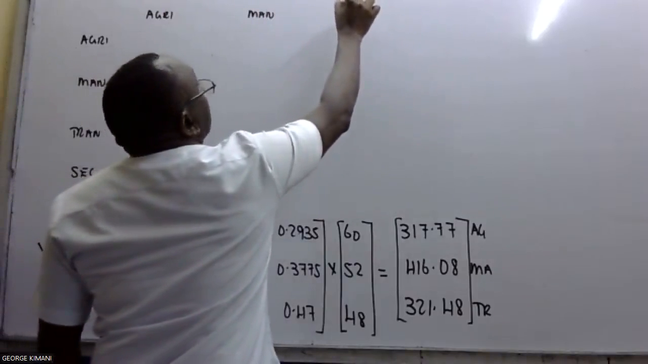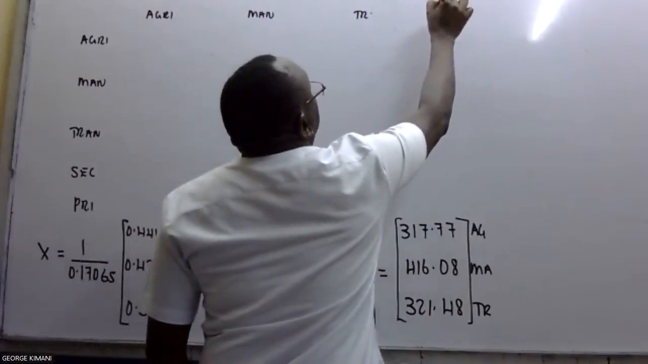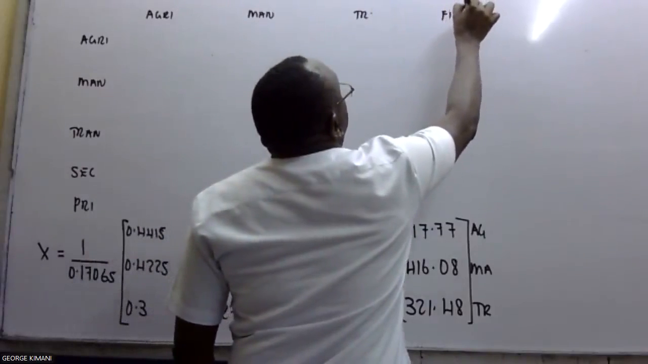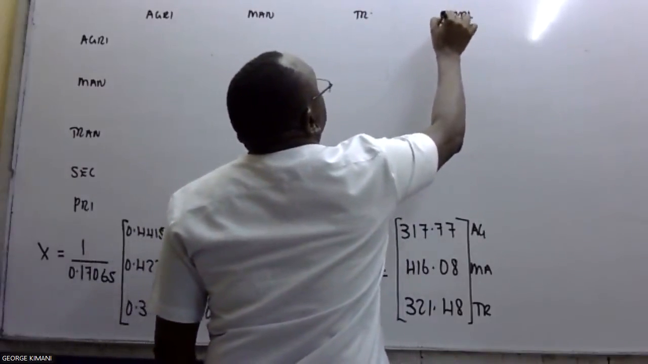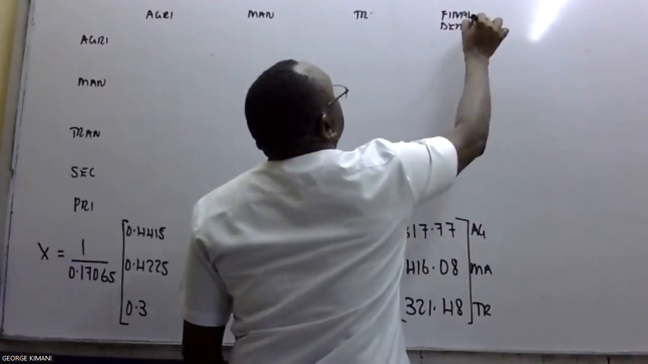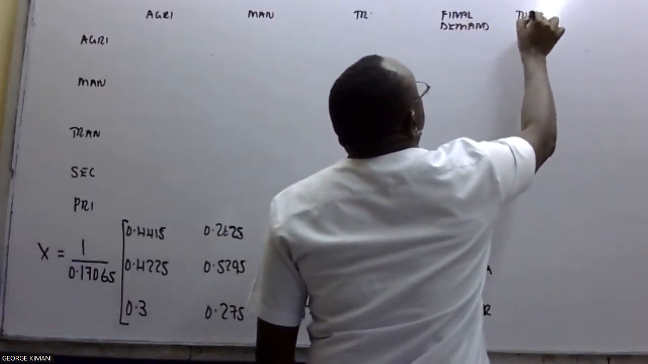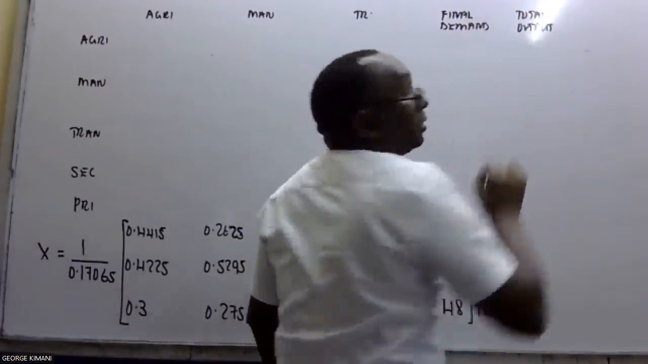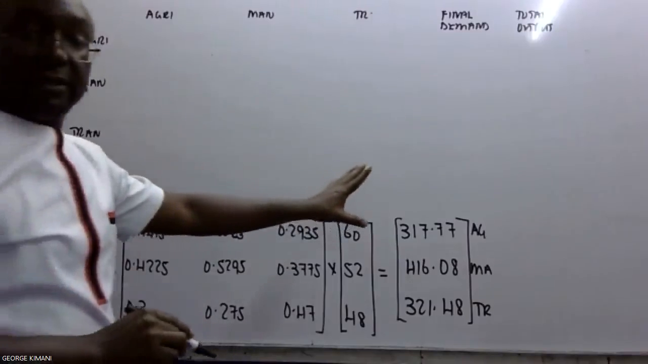This is transport. This is final demand, and total output. Total output. For the interest of time, it's the lines.